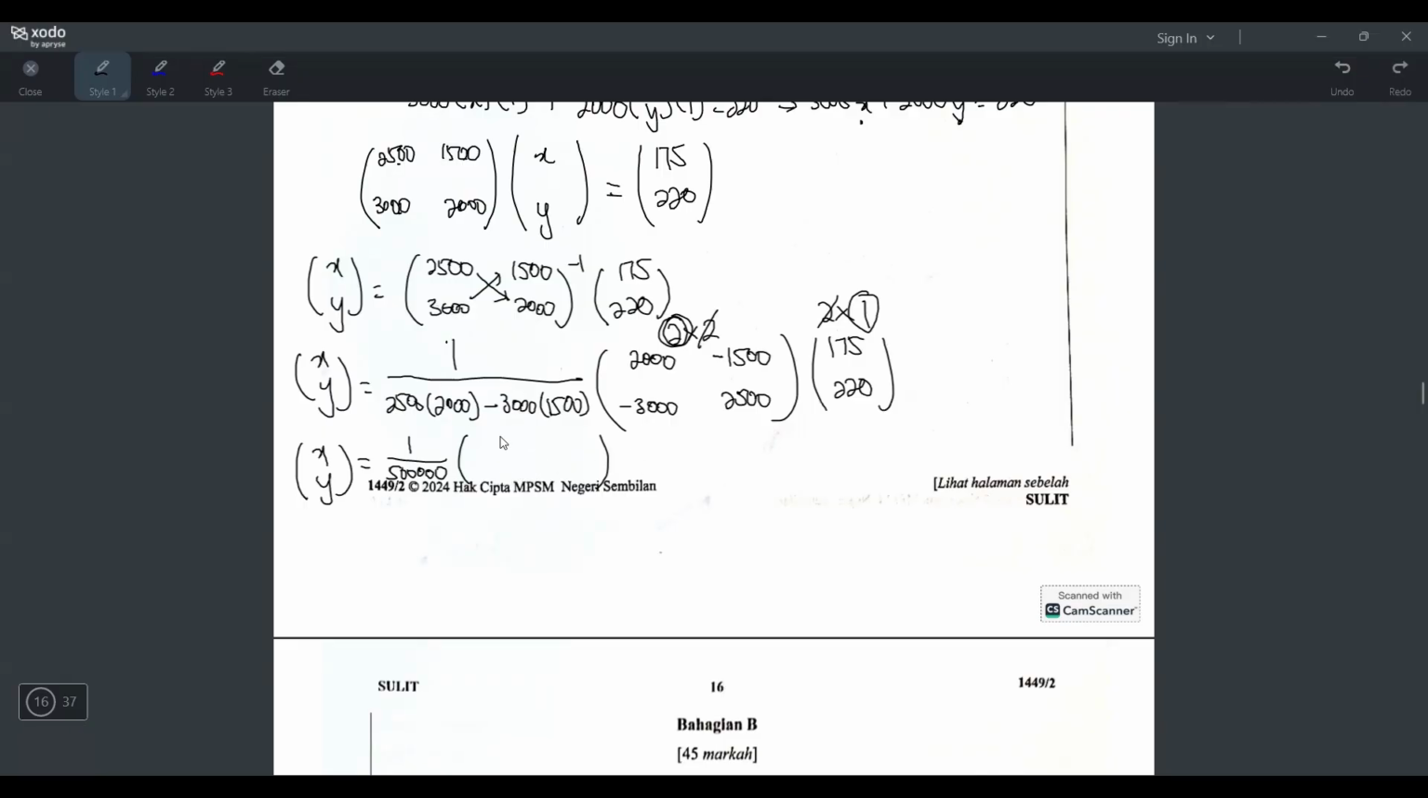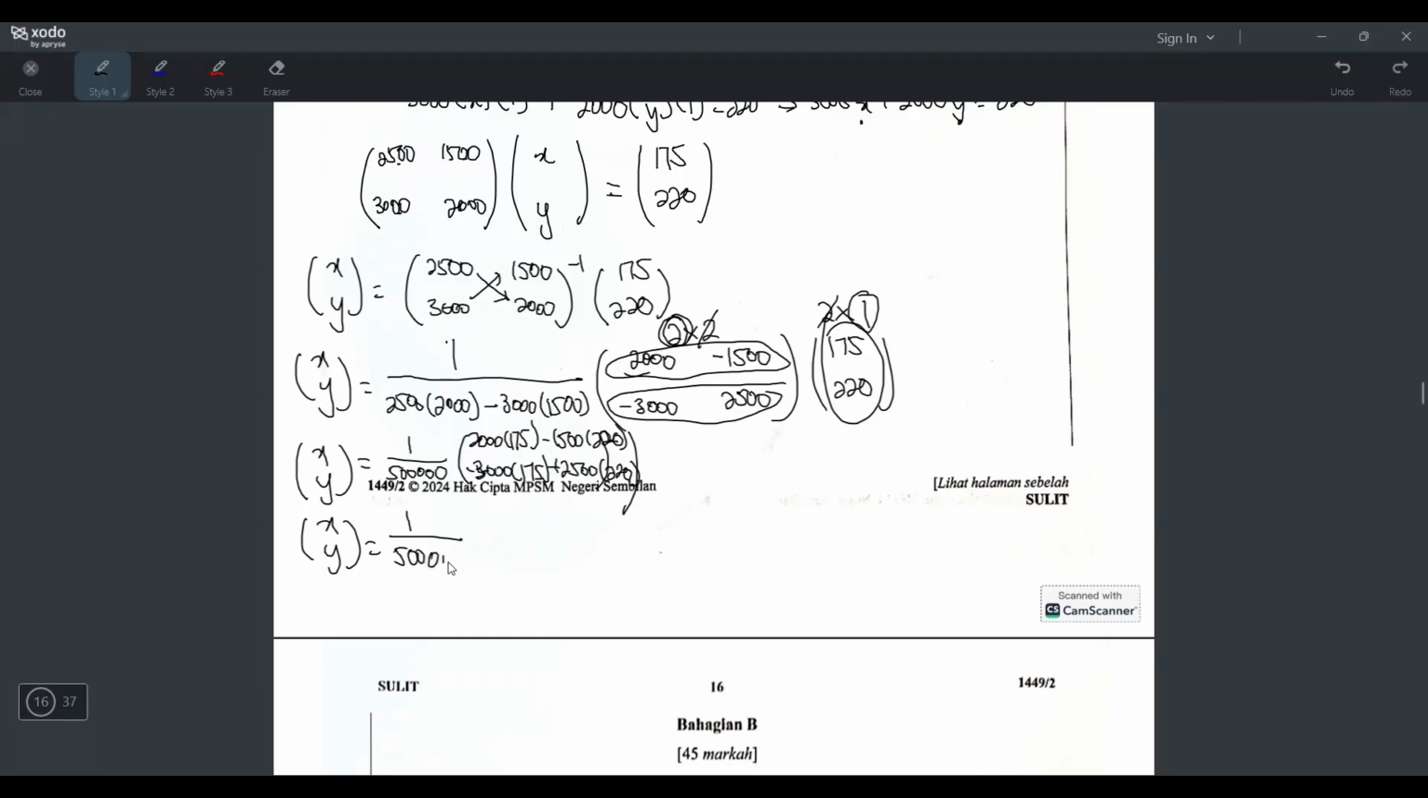So how to get the number on top? Well, you have to take horizontal times vertical, right? So the method is 2000 times 175, and then negative 1500 times 220. Okay, that's how you do it, and then close the bracket. And then the next one, the number down here, will also be horizontal times vertical, but this time it is negative 3000 times 175, and then plus 2500 times 220, right?